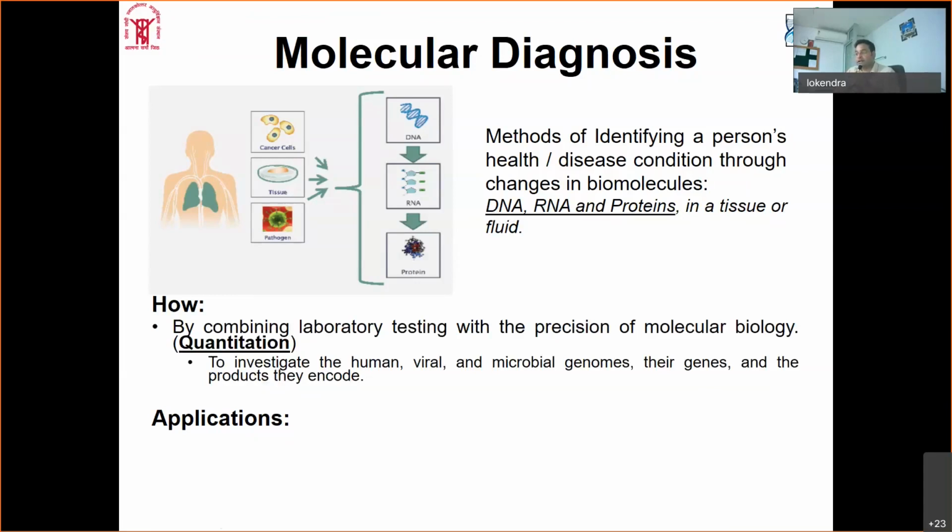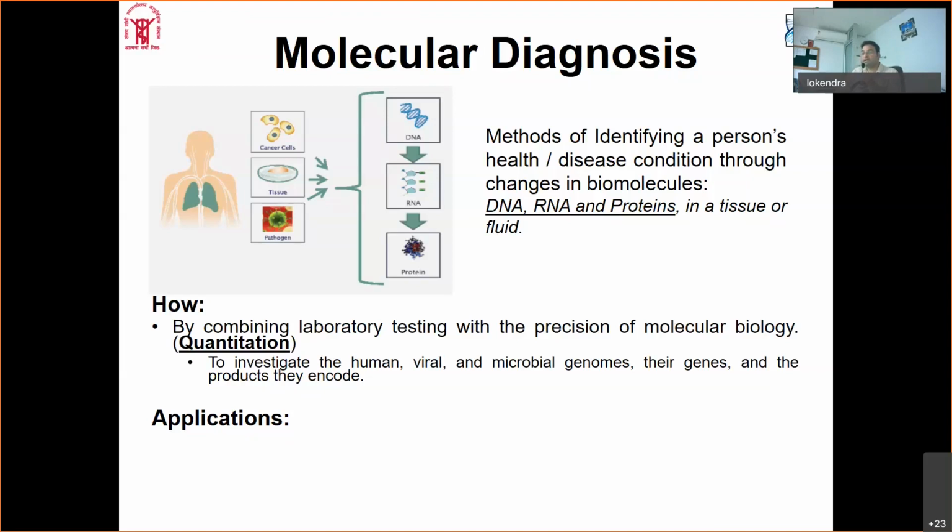And these techniques will tell us not only about the qualitative analysis, but also the quantitation. So whether they are present, in how much quantity, whether they are below threshold or above threshold, that can also be used in defining a health condition or the extent of a healthy or disease condition.